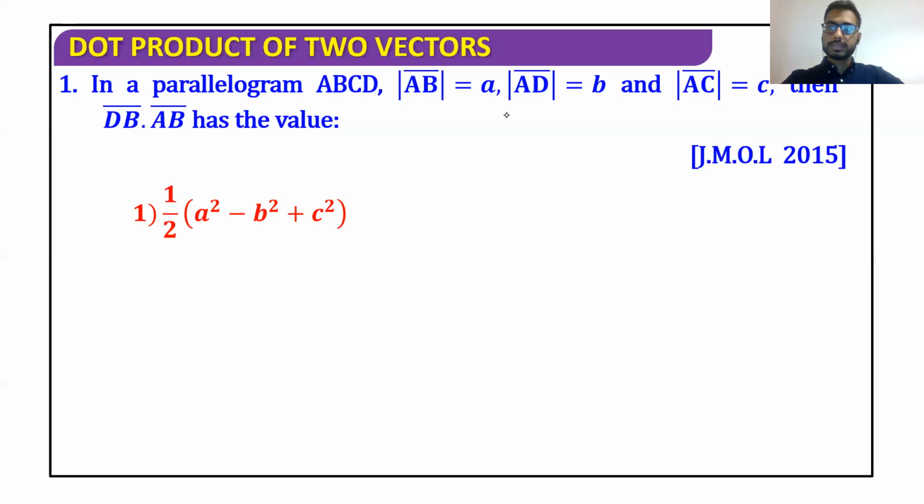So let's see the question. This question was asked in the JEE Main exam 2015. In a parallelogram ABCD, AB is given as A, AD is given as B, and AC is given as C. Then the value of DB dot AB is question mark. Okay, so we'll again go to the green screen.